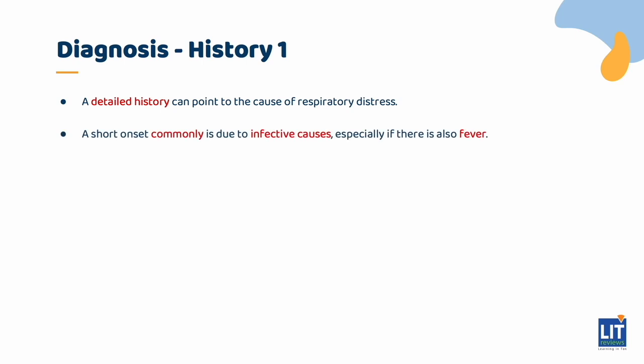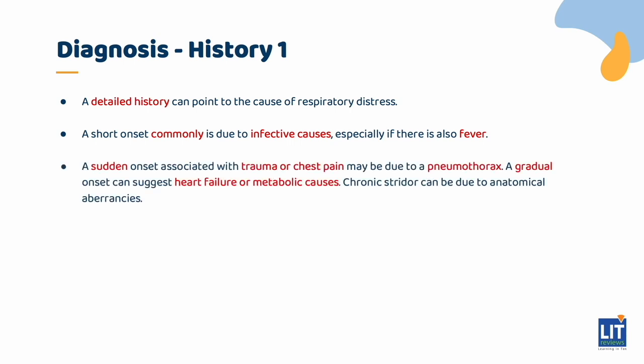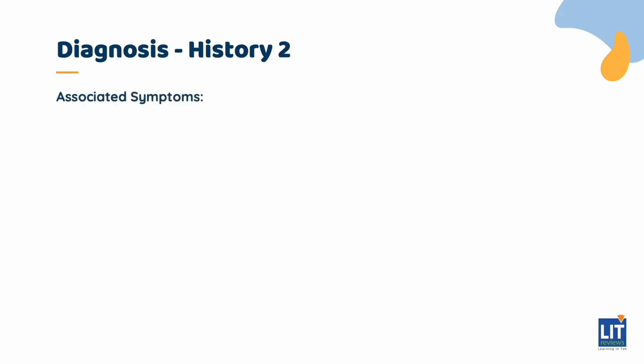A short onset is commonly due to infective causes, especially if there is also fever. A sudden onset associated with trauma or chest pain may be due to a pneumothorax. A gradual onset can suggest heart failure or metabolic causes. Chronic stridor can be due to anatomical aberrancies. Associated symptoms can narrow down the diagnosis.